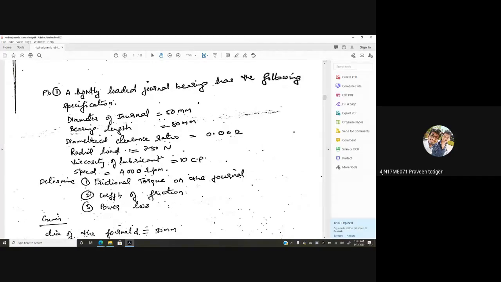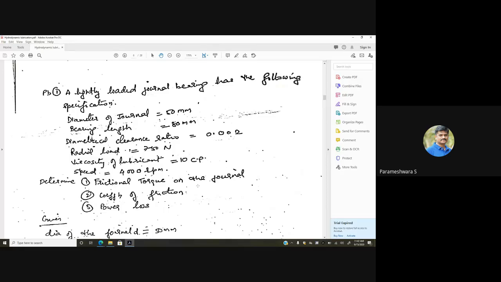Diameter of journal 50 mm, bearing length 80 mm, diametrical clearance ratio 0.002, radial load 750 Newton, viscosity of lubricant 10 cP, speed 400 rpm. Determine torque on the journal, coefficient of friction, power loss.